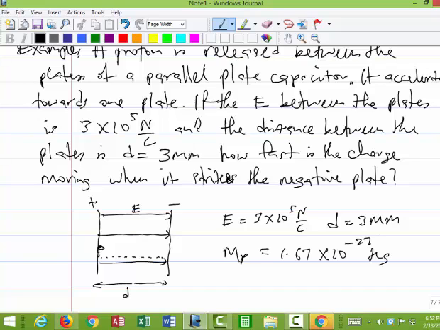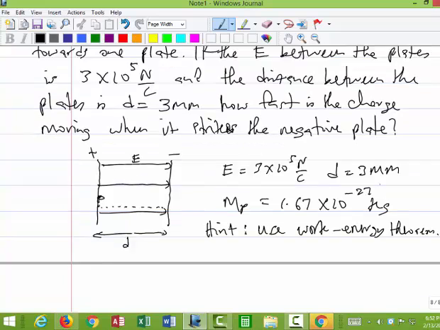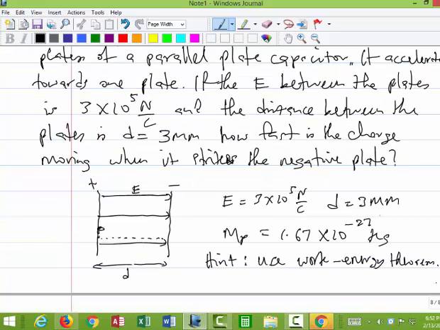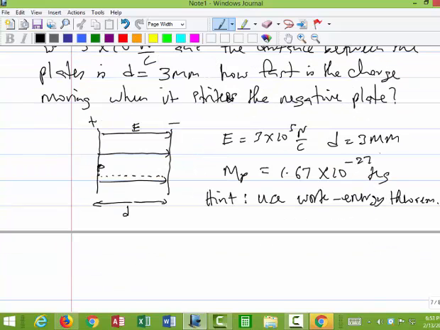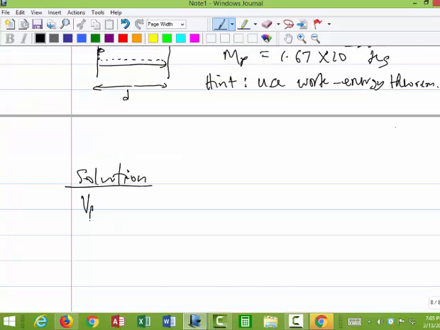I'll give you a hint: use the work-energy theorem to do this. It becomes pretty straightforward if you use work-energy. You remember the work-energy theorem, right? Now remember that it's released, so it's starting from rest, so initial velocity is equal to 0. Find how fast it's traveling when it gets to the other plate. It's a proton. Okay, who has an answer for final speed?